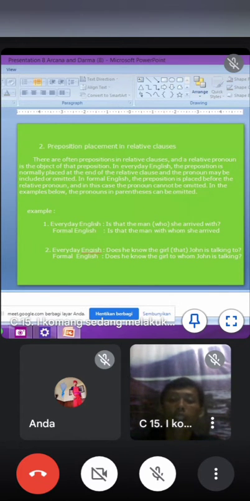Preposition placement in relative clauses: in everyday English, the preposition is normally placed at the end, and in formal English, the preposition is placed before the relative pronoun. For example, in everyday English: is that the man who she arrived with? For formal English: is that the man with whom she arrived?